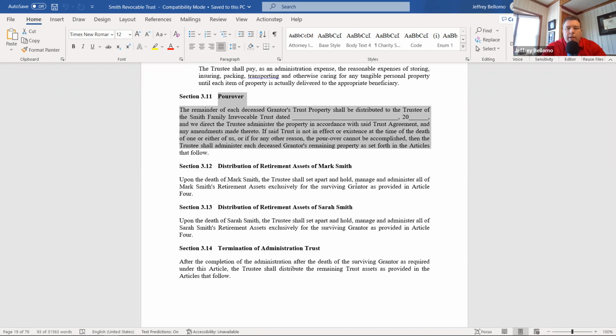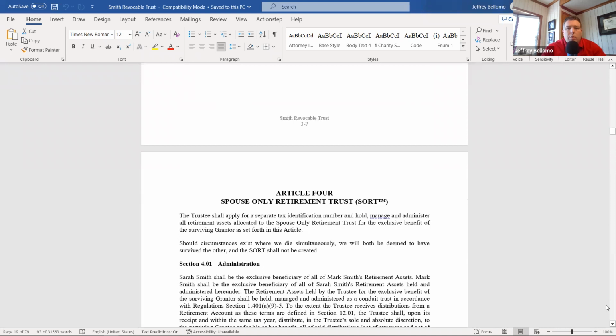If you're not married, this will not be here. And if you're not married, the next section will not be here either. But I do want to just walk through it. We'll do the same thing on the irrevocable trust video as well. Termination of the administration trust occurs when all of the taxes, claims, expenses are paid, and then also that we distribute the money.